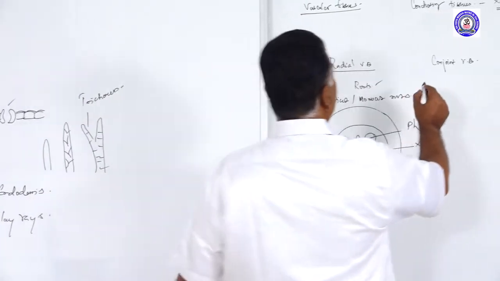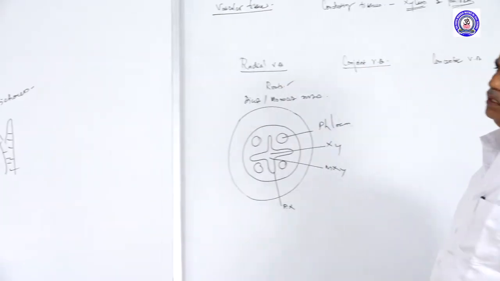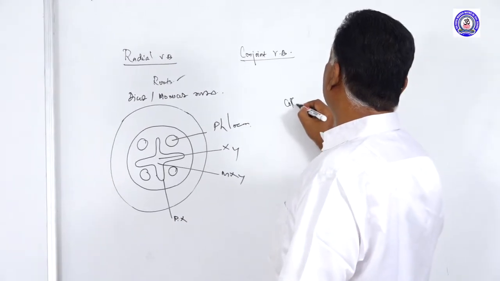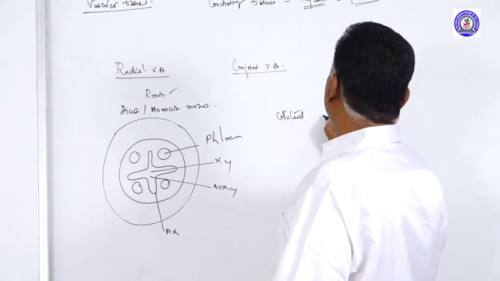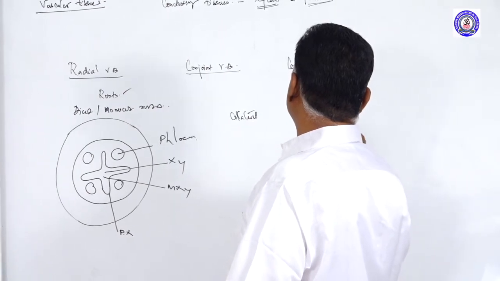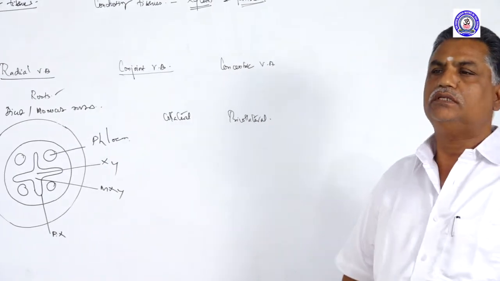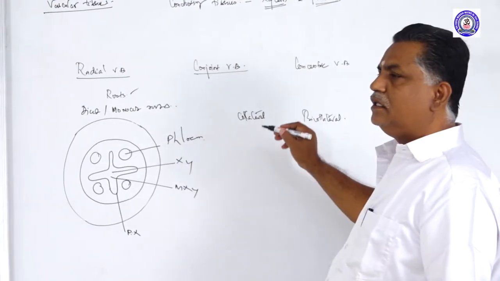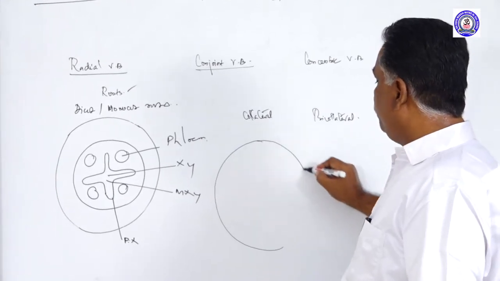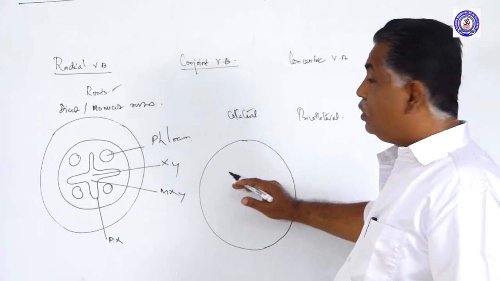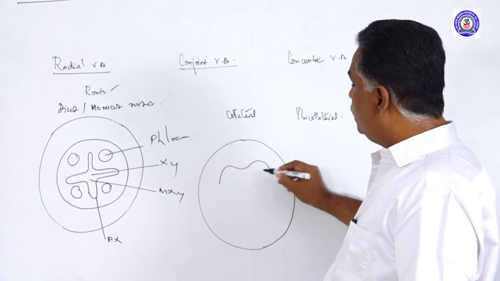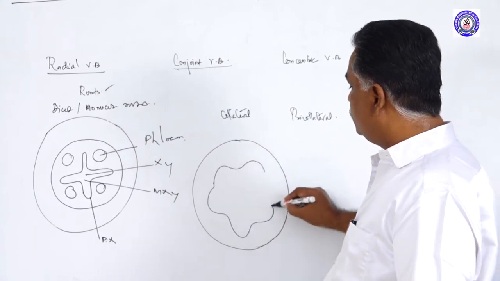Then conjoint vascular bundle. What is a conjoint vascular bundle? There are two types: collateral and bicollateral. What is collateral? If you take a dicot or monocot stem, we will take a dicot stem, and I do not draw all the details. I take only the position of the structure of the vascular bundles.